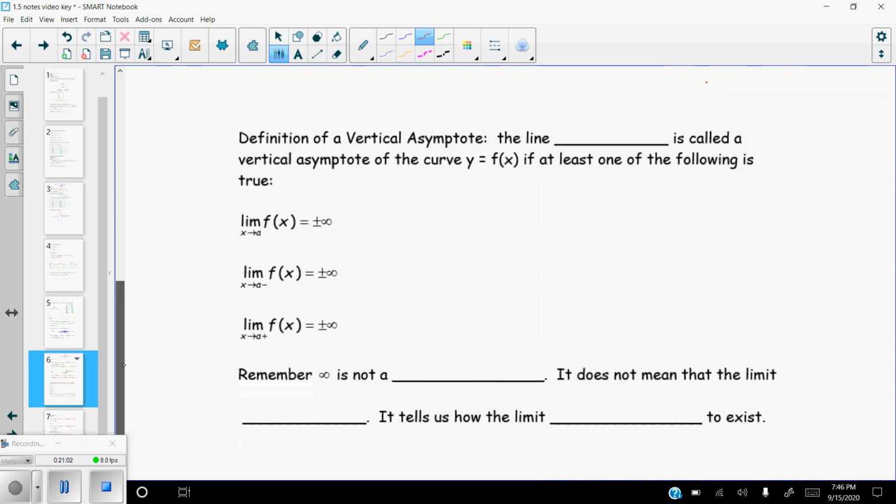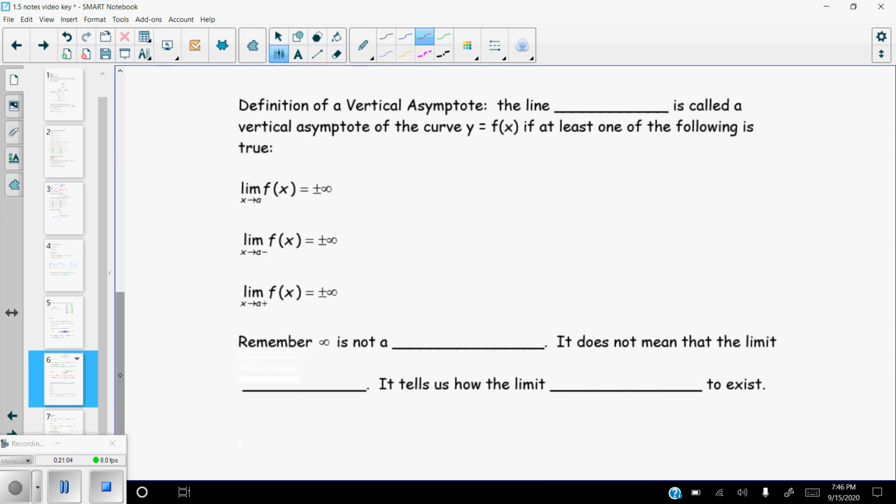The definition of a vertical asymptote. Well, first of all, a vertical asymptote is an equation of a line, and it's x equals something. We're going to say that x equals a is called a vertical asymptote of a curve if at least one of the following is true. And I kind of mentioned this before. If the limit as x approaches a goes to either positive or negative infinity.